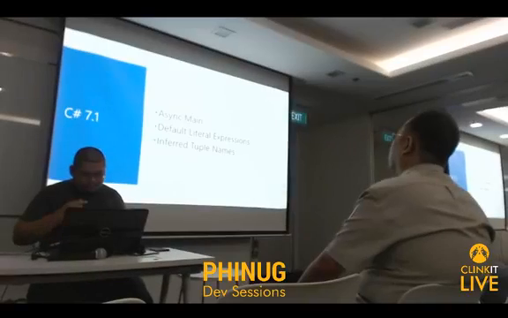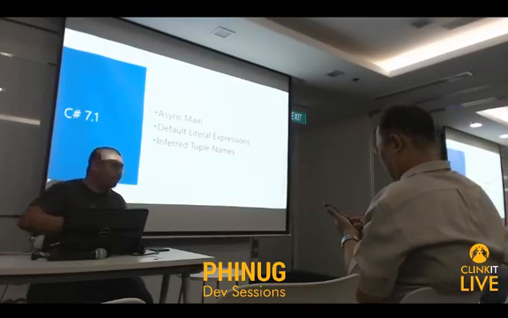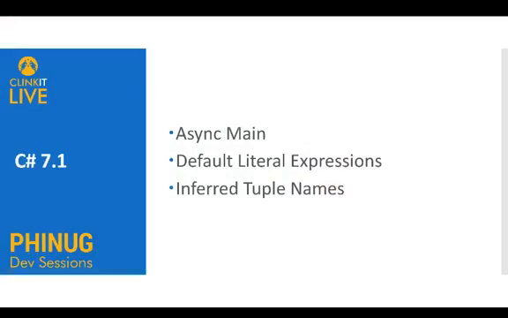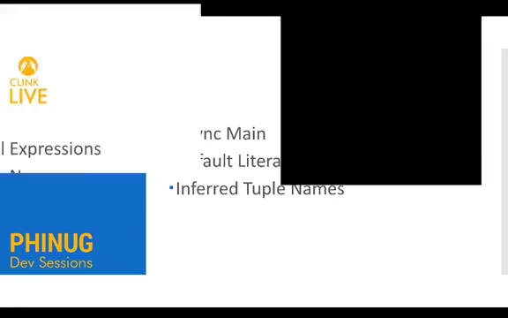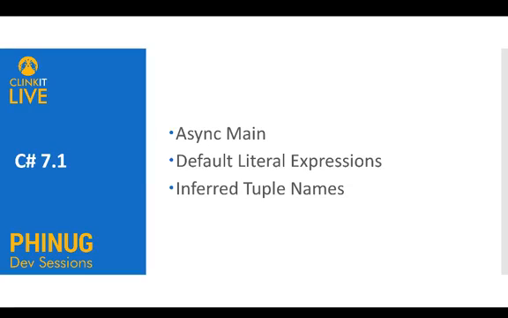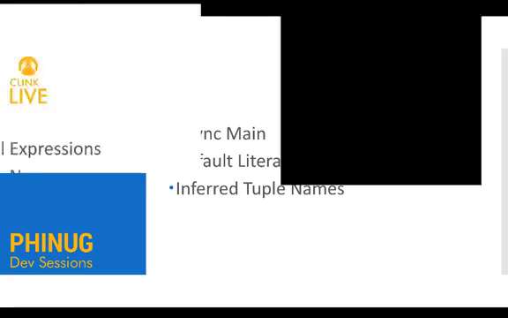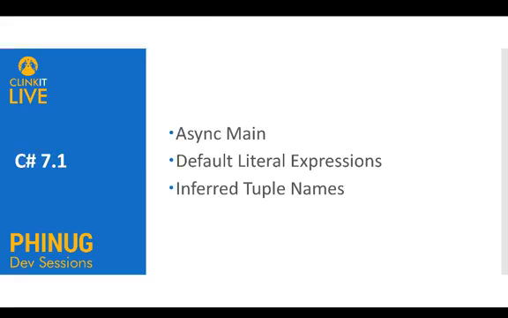All right, C# 7. Simula tayo sa C# 7.1. I'll focus on three examples of new features. So yung async main, default literal expressions and tuple name. So I will have to shift to my Visual Studio. Just bear with me for a moment here. Ayan, nakabukas na.